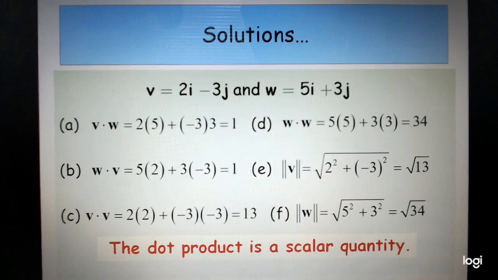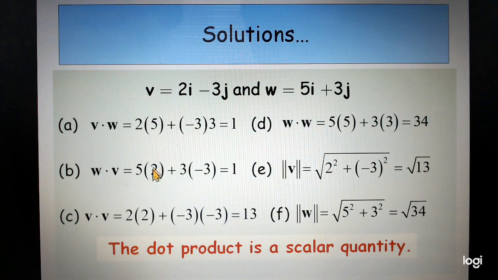Okay, so looking at A and B, you can see that the dot product appears to be commutative. The order does not matter. And computing a dot product with itself, you go 5 times 5 plus 3 times 3, and you get 34. Okay, so forth and so on. This is fairly easy to do. And again, the dot product is a scalar quantity. It's not a vector, it's just an amount. It does not have a direction.